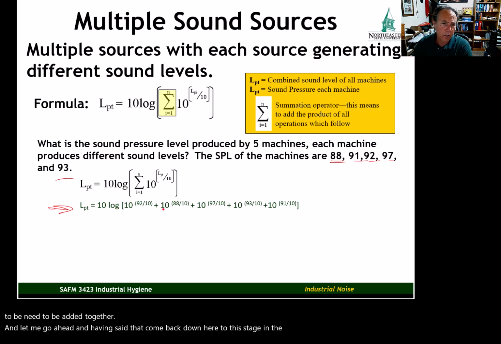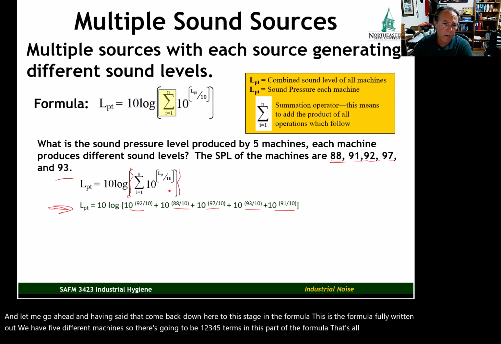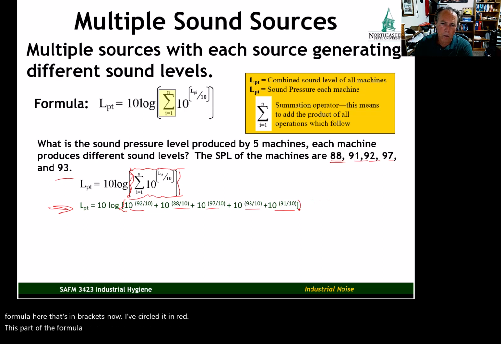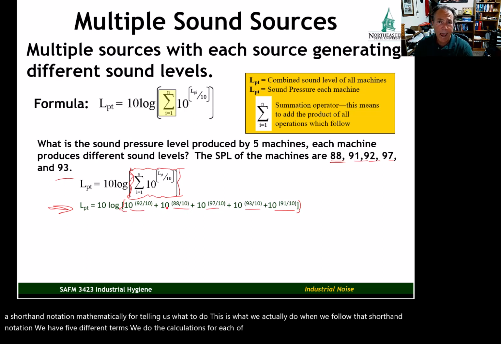This is the formula fully written out. We have 5 different machines, so there's going to be 1, 2, 3, 4, 5 terms in this part of the formula. That's all this part of the formula here that's in brackets. I've circled it in red. This part of the formula is this part of the formula with all the values plugged in and the formula completely written out. This is a shorthand notation mathematically for telling us what to do. This is what we actually do when we follow that shorthand notation. We have 5 different terms. We do the calculations for each of those terms, and then we add them up.